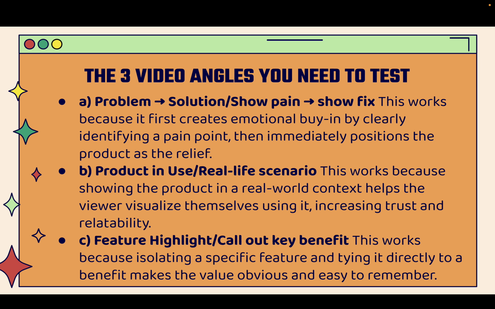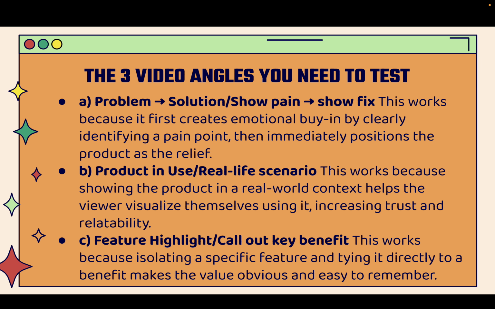And the third one, C, feature highlight or a call out of a key benefit. This is where you literally call out some very specific, maybe your unique selling proposition or propositions, and you want to tie it directly to a benefit that makes the value very obvious and easy to remember. So if you have a killer feature or some really cool part of your product, or something that's nice and shiny and the customer always loves paying attention to, this is where you would highlight that in this type of video.